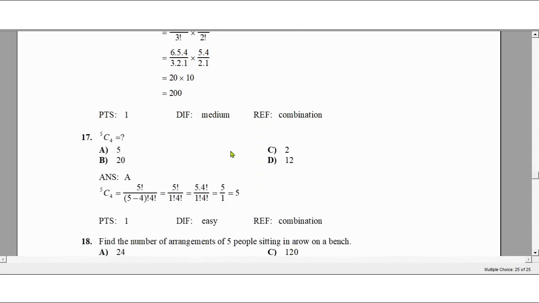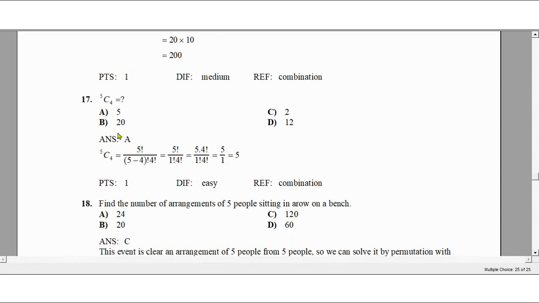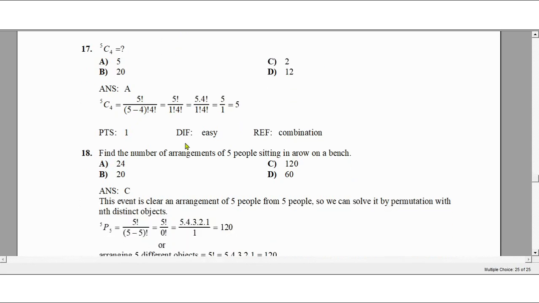Number 17. All right, number 17 is clear. The question is a combination, so this is the combination of 4 from 5. So 5 factorial over 5 minus 4 factorial times 4 factorial. This is the formula of combination. And then we calculate, it will be equal to 5. So an easy question for number 17.